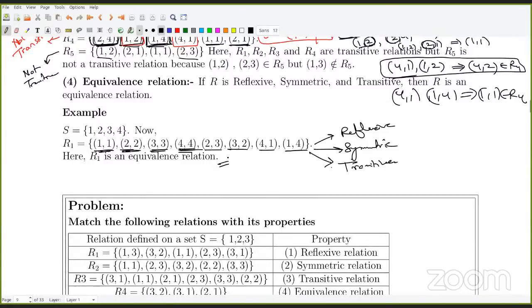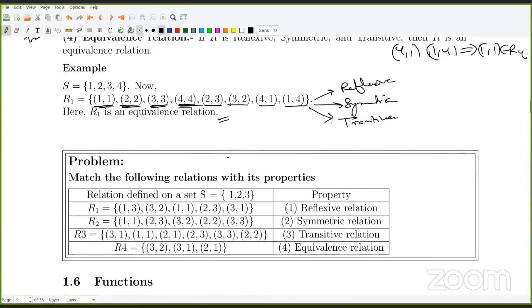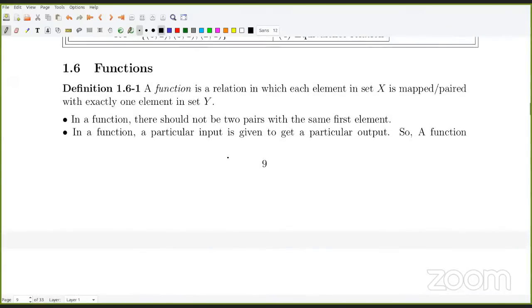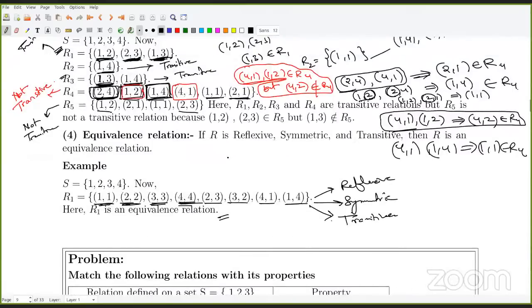Venkat, one query. For transitive, we are checking for each element. Similarly, for other relations like identity and reflexive, we need to check each element whether it satisfies that condition or not. Is that correct? For every relation, we take one element and check for the other elements. Okay, thank you. Sir, what if there is a set with only 1, 1? Only 1, 1 is not even reflexive. For reflexive, you need to have all these 4 elements.